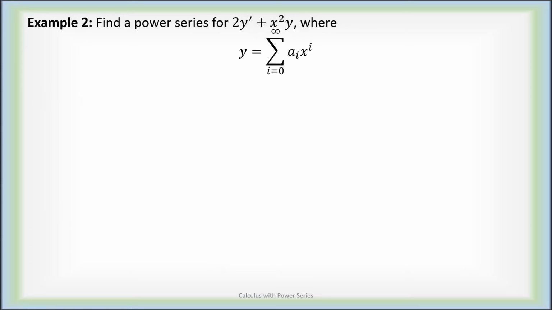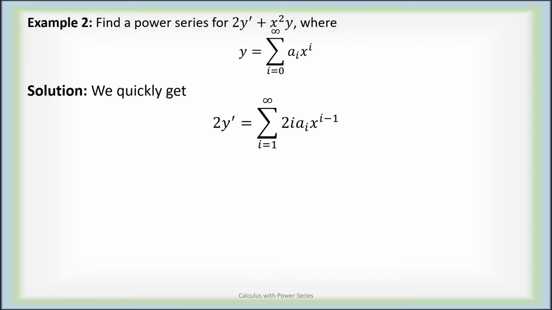For a second example, let's find a power series for 2y prime plus x squared y, where y again has this generic power series representation. Well, we can pretty quickly take a derivative. Notice that this sum now starts at index 1, because the original series at index 0 is a constant term, and when I take a derivative, that vanishes. But for all the other powers of x, taking a derivative is just the power rule, so the derivative of x to the i is i times x to the i minus 1, and we're also multiplying by 2.